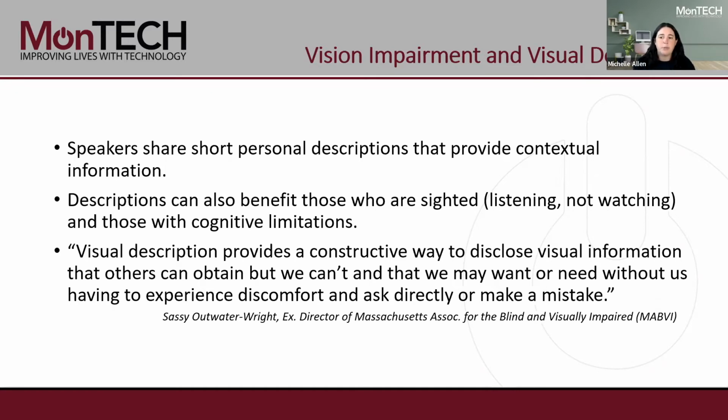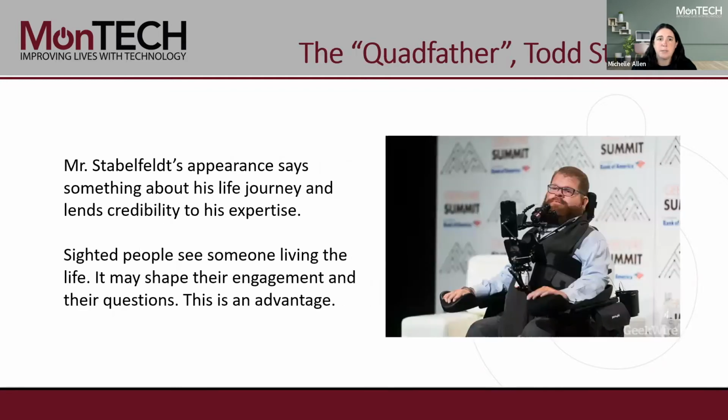One way we can do this is providing a short visual description during our instruction. So descriptions can also benefit those who are sighted, who are just listening and not watching. Visual description provides a constructive way to disclose visual information that others can obtain, but we can't, and that we may want or need without us having to experience discomfort or ask directly or make a mistake. And we'll give you a couple of examples of this.